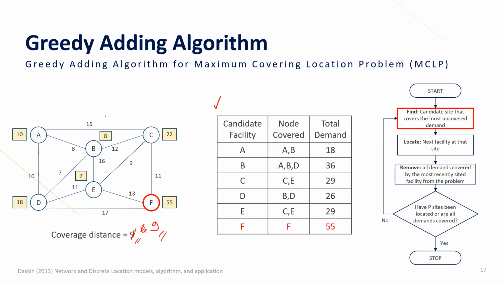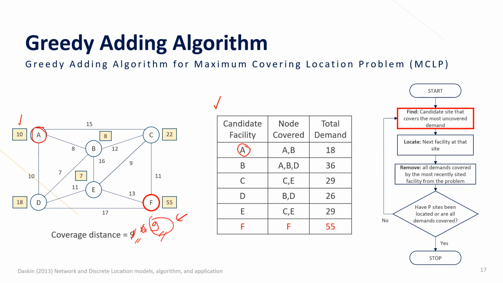Wait. If 9, A and D is D. Yeah, it's 9. Okay, 9 covered. So let's say if it is 9, the covered distance. When you open, you have candidate facility A. It means that if I want to open in A, I will check. Okay, I have A because A to A is 0. Yeah, open A, you got the demand at A.